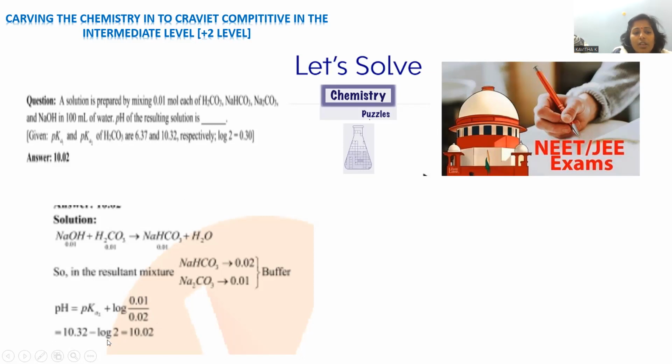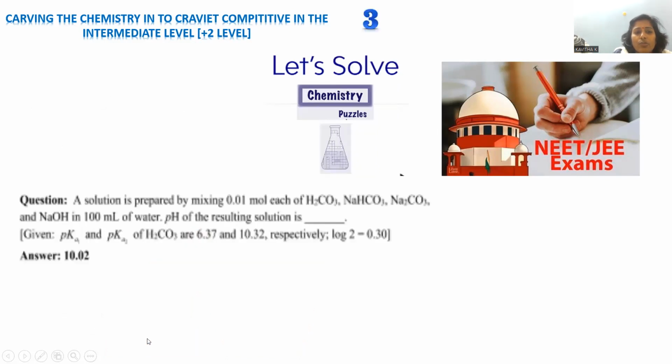If you substitute, what happens? When the value is substituted over here, it will be 0.30. 10.32 minus 0.30, subtraction, you will get 10.02. pH will not have any units, so you need not mention the units, and the solution is said to be a basic one. 10.02 will make the solution basic. 10.02 will be the right answer for this problem.